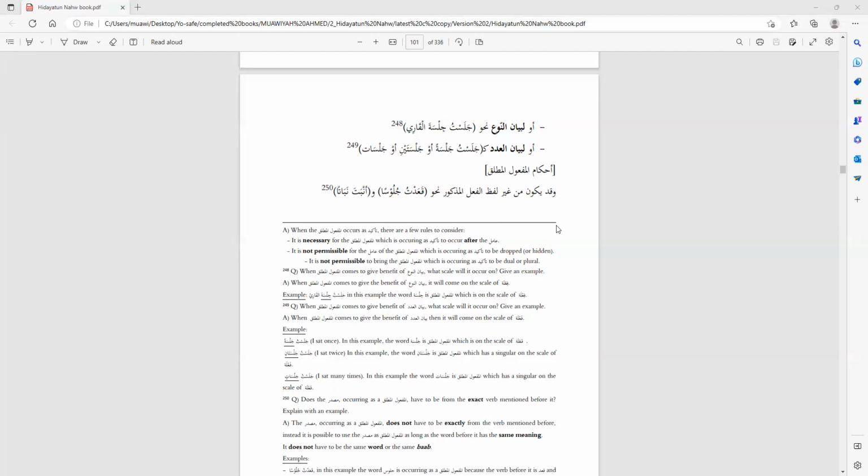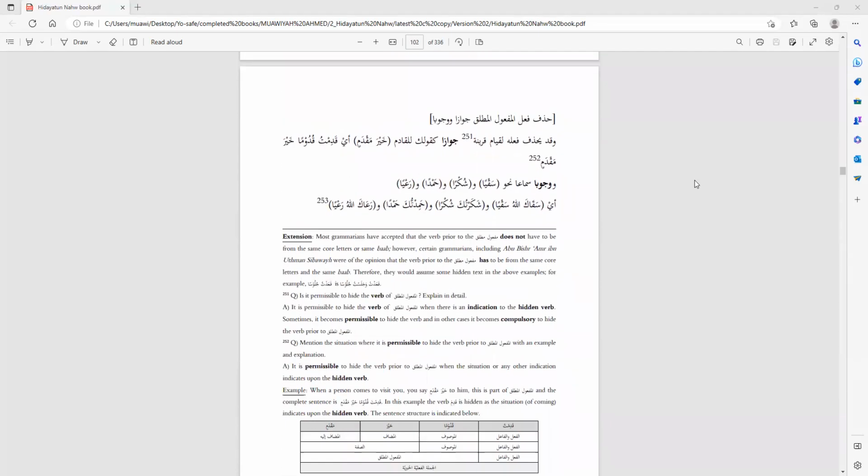قعدت جلوسا. In this example, both قعدت and جلوسا mean to sit, but جلوسا is used. It doesn't have to be the same word. وأنبت نباتا. In this case, أنبت and نباتا both give the same meaning. أنبت is from باب إفعال and نباتا is from باب نصر ينصر.